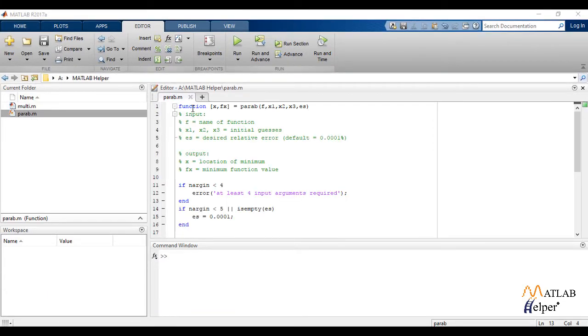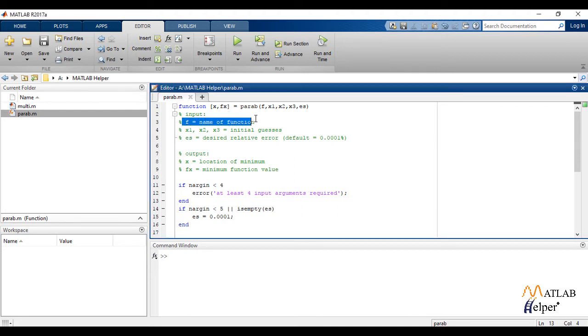Here we have created a function [x, fx] = parab, where f is the name of the function, x1, x2, x3 are the initial guesses, es is the desired relative error which is by default set to 0.0001%, and the output is stored in a matrix where x is the location of the minimum and fx is the minimum function value. Let us write the function.